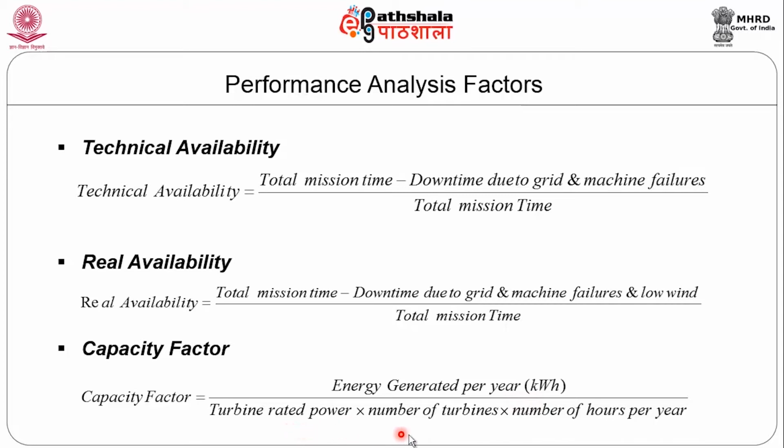Capacity factor is like an efficiency factor: energy generated per year in units of kilowatt hour divided by turbine rated power into number of turbines into number of hours per year. This ratio will give you the capacity factor.